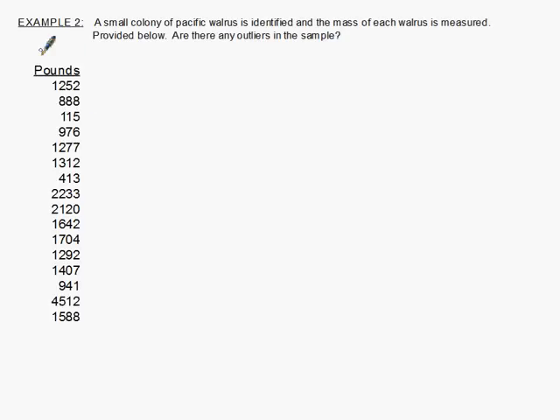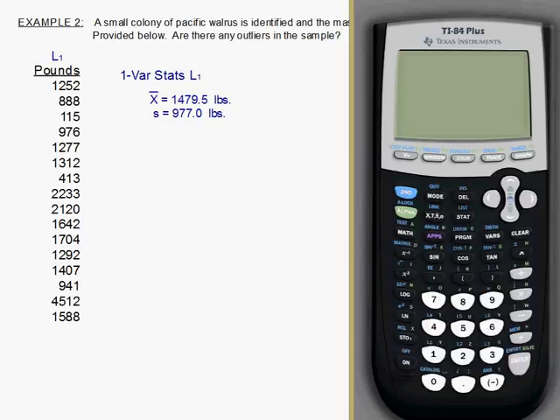And so what we're going to need to do is calculate the mean and sample standard deviation. And I'm going to do that using my graphing calculator. I'll show you how to do this, and you're going to love this function. You can see that I've entered in the walrus mass in L1.